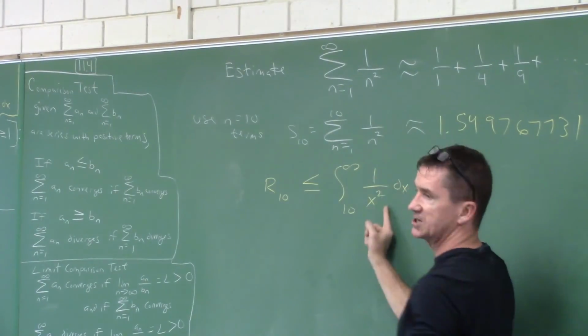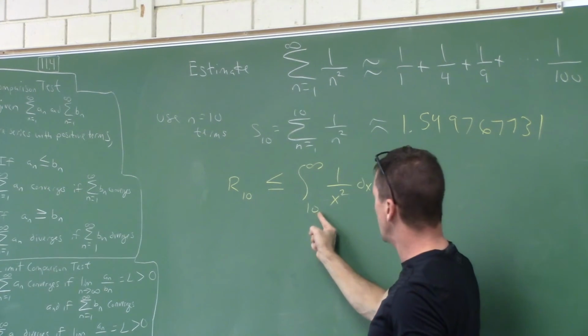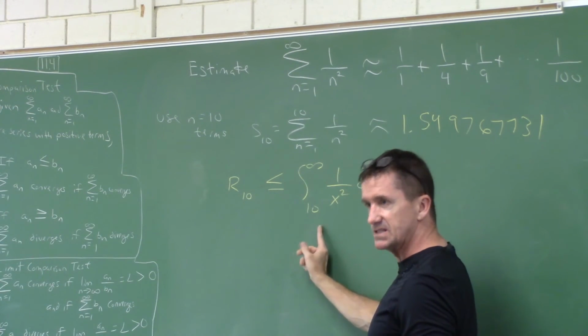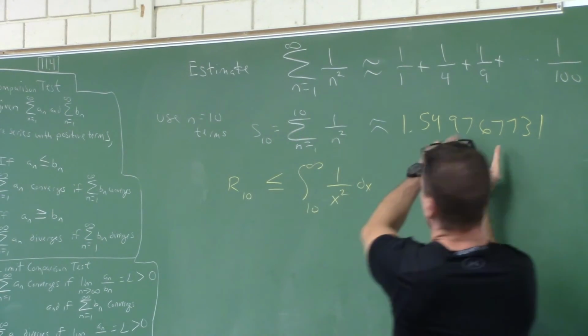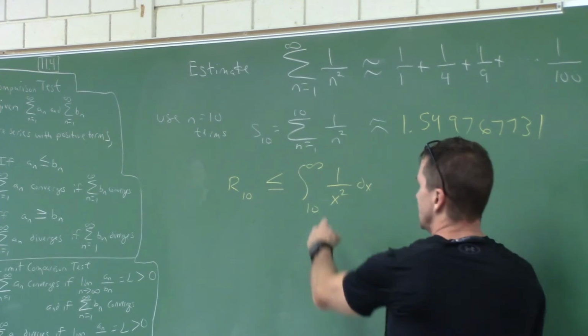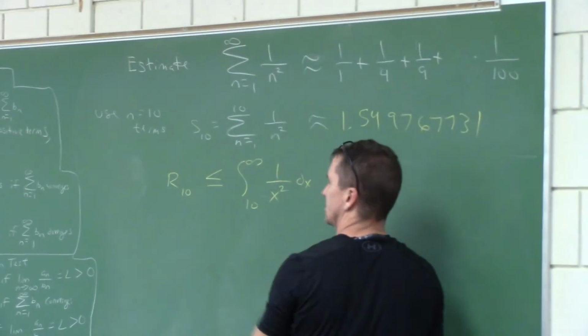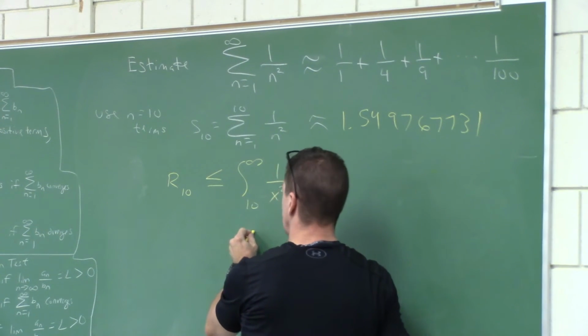I'm using 1 over x squared because that's like that p-series. The only thing is, what was this antiderivative? Can you help me evaluate this? It's an improper integral. What we're saying is the remainder, the error for what we just found, how close is this to the actual sum? We can estimate it. It's got to be less than or equal to this. What is that integral?